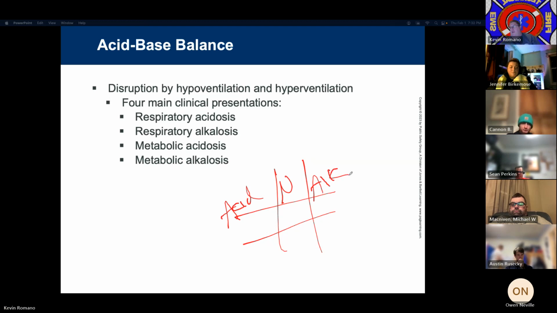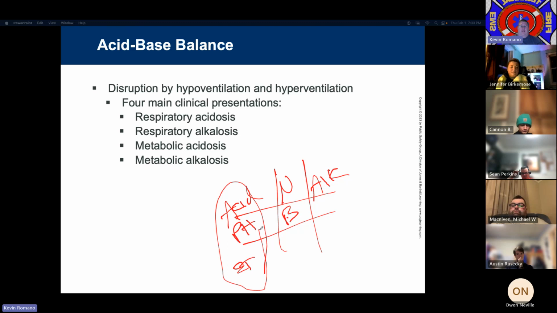So if I said that the bicarb was 24, is that normal? You should be saying yes. 22 to 26 is normal range. So if I put a bicarb here, the patient has an end tidal of 65 with a pH of 7.1. So the pH is acidic and the end tidal is acidic. So tic-tac-toe, three in a row, patient has respiratory acidosis.